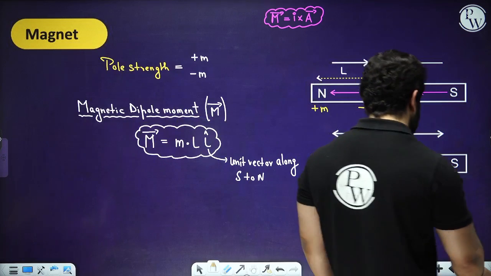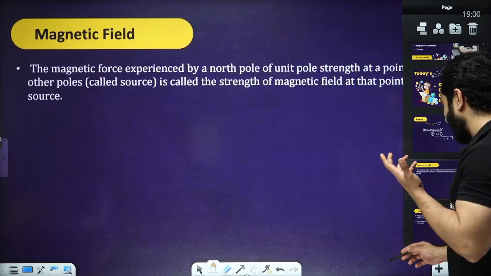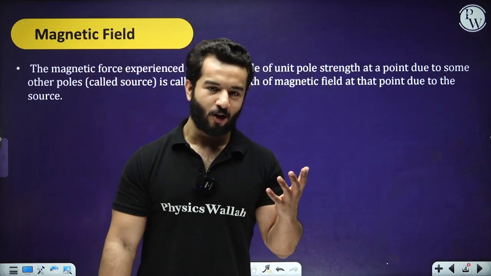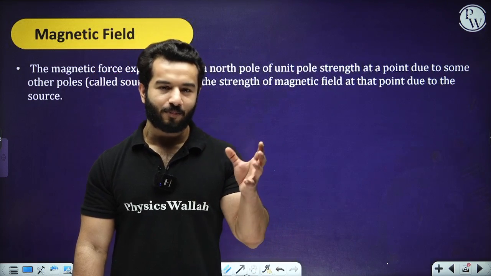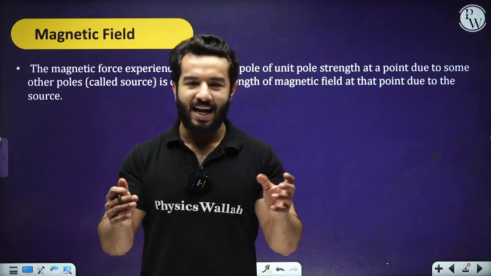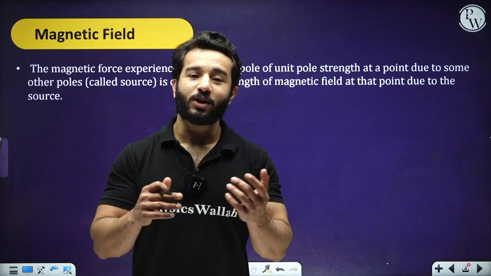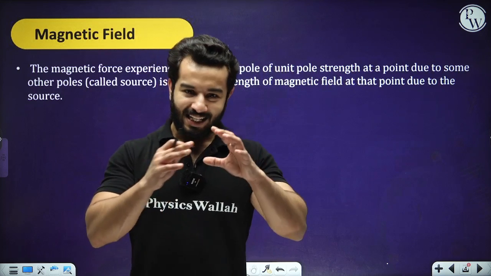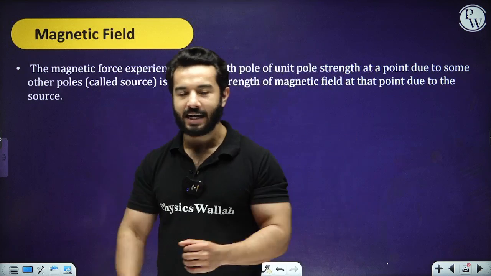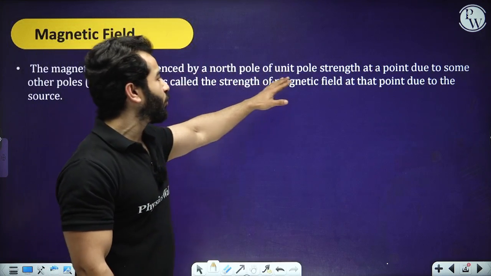Now after this, if you have got this particular part, let's also define what we mean by magnetic field. How are you going to define magnetic field? There was one definition that we discussed in the previous chapter. We said that if you have got a moving charged particle in a region and the path of the charged particle changes, or a force acts on it, that region is said to be having a magnetic field. Over here we can define it like the magnetic force experienced by a north pole of unit pole strength.